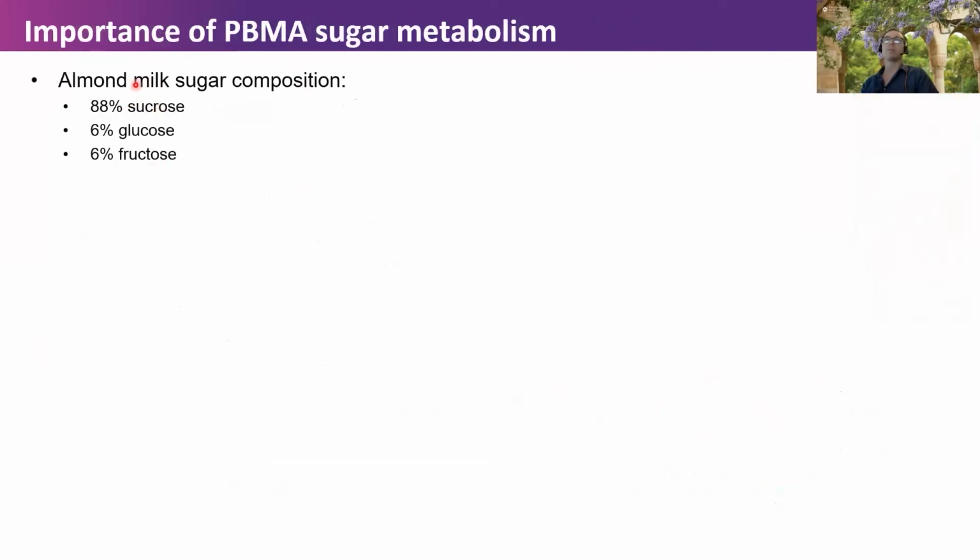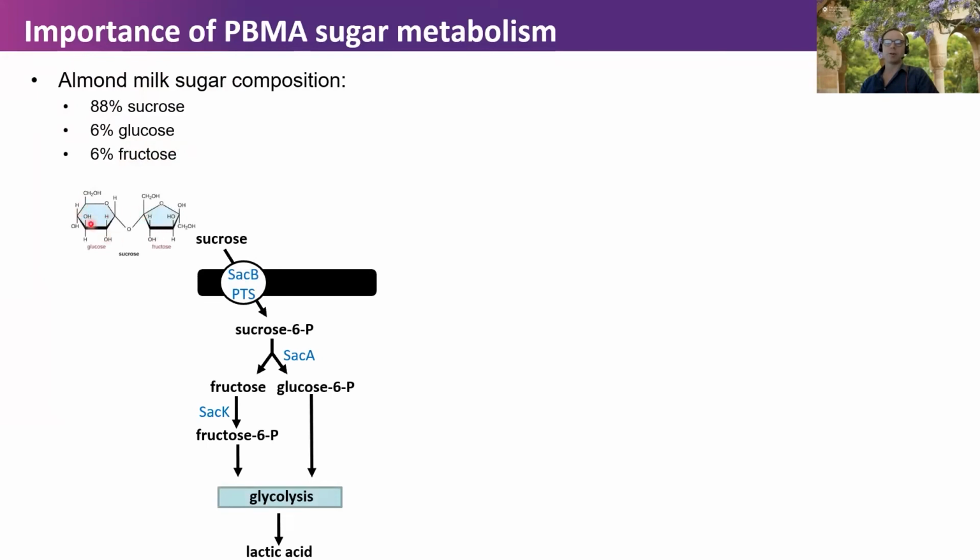So we obviously thought that the sugar that's present is probably a key factor, as it is a substrate for the lactic acid that's produced. When we look at almond milk sugar composition, it's 88% sucrose, 6% glucose, 6% fructose. Very different to milk, which is all lactose. Sucrose is a disaccharide of glucose and fructose. In lactic acid bacteria, it's a well-known pathway to produce lactic acid. It transports the sucrose, cleaves it into the monomers, and then these enter glycolysis here.